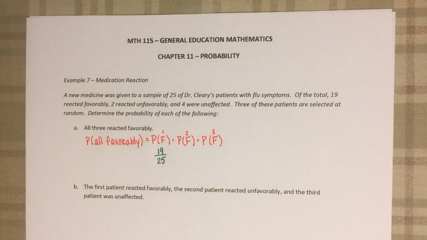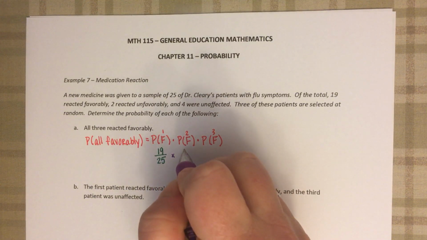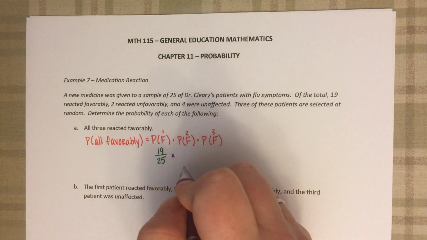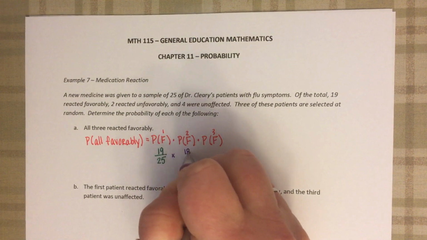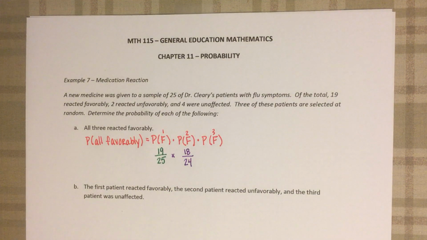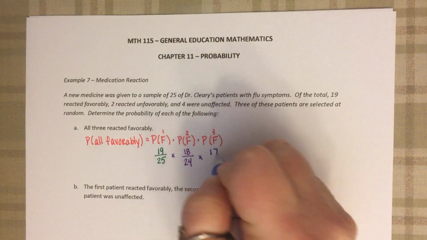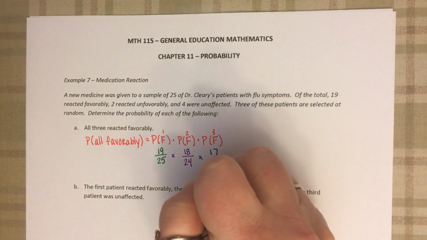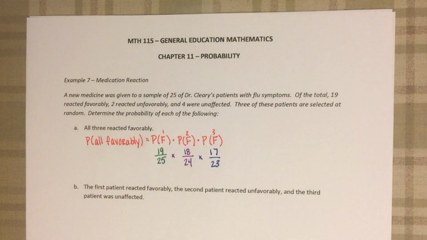So that means when we multiply it by our next probability, the probability that the second person reacts favorably, well, we've removed 1 from our group. So instead of 19, now we have 18. Instead of a total of 25, we now have a total of 24. Our last person then, well, now we have 17 people left to choose from that have reacted favorably out of 23 total.